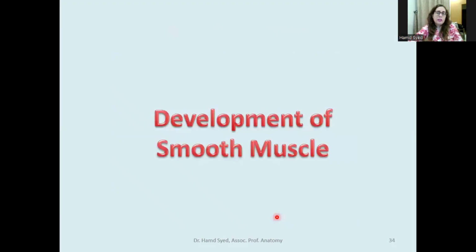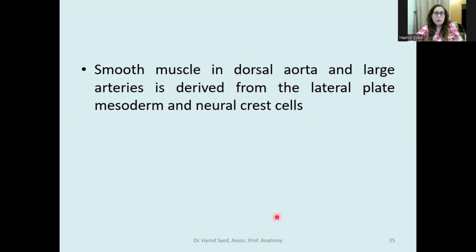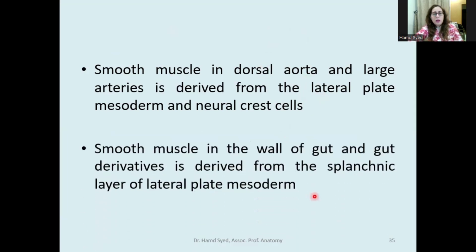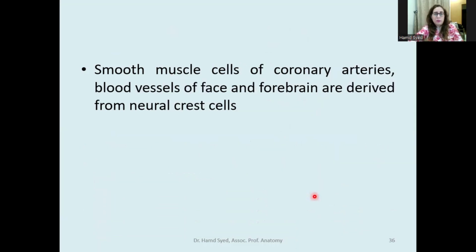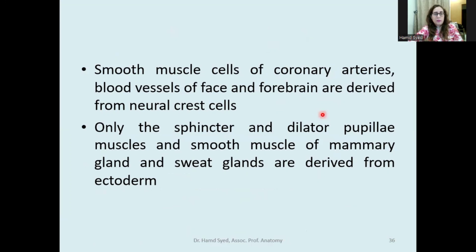Now we're going to talk about the development of the smooth muscle. Smooth muscle has a diverse origin. In the dorsal aorta and large arteries, smooth muscle is derived from lateral plate mesoderm and neural crest cells. Whereas in the wall of the gut and gut derivatives, it is derived from the splanchnic layer of lateral plate mesoderm. In the case of the coronary arteries and blood vessels of the face and forebrain, the smooth muscle is derived from neural crest cells. Only the sphincter and dilator pupillae muscles and smooth muscle of the mammary gland and sweat glands are derived from ectoderm. So this is the exception which I mentioned at the very start of this lecture.